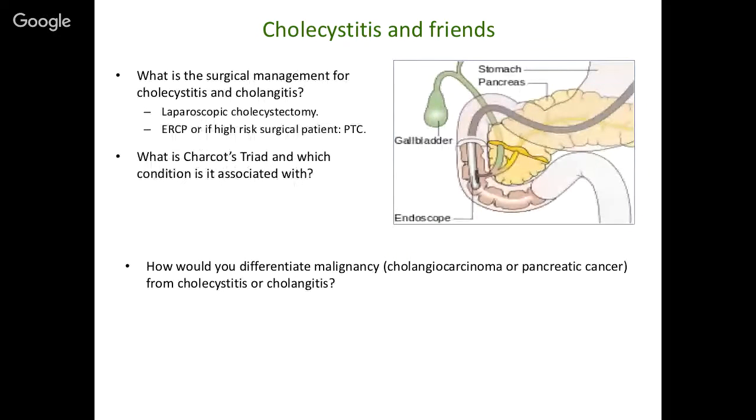Surgical management, a lap chole. You can also do an ERCP. There's a nice picture of that there. You can look it up because we're running short of time. Charcot's triad. Anyone know what it is? Yep, so it's associated with ascending cholangitis. What is the triad?